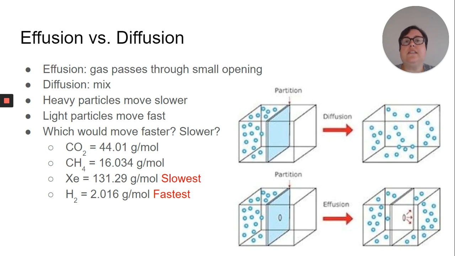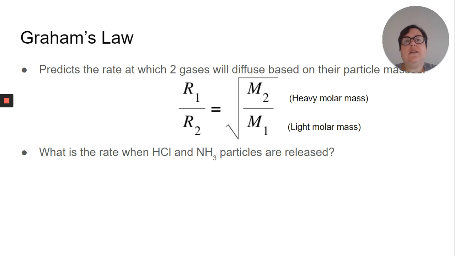Sometimes a question can ask for the rate, how much faster? And that's where we calculate Graham's law. So Graham's law is the rate. Sometimes you might see it as R1 over R2. Sometimes you might see it simply as rate. So the rate is equal to the square root of the heavier molar mass divided by the lighter molar mass. Remember, the lighter it is, the faster it moves, so that one has to go on the bottom.